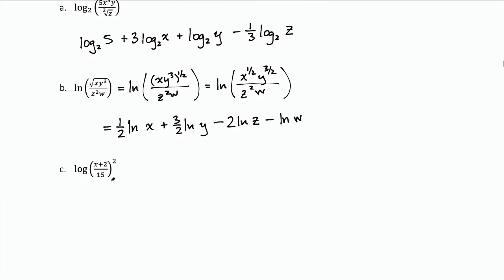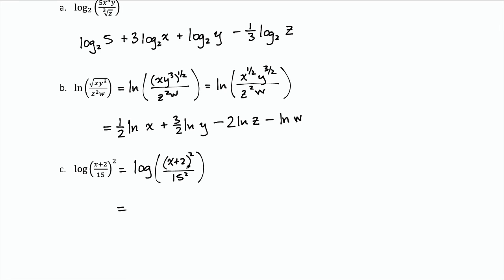For part C, I have here a log. Now this is a common log, no base is stated, so it's log base 10. And I've got this x plus 2 over 15 squared. So that exponent is applying to both the numerator and the denominator. So I'm going to go ahead and write that out first. So this is an x plus 2 squared, and then over 15 squared. And that just helps me now to expand it.